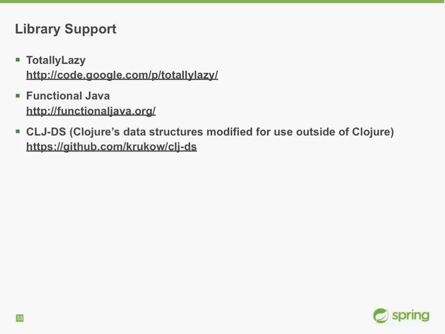Functional Java is an older library. It has a little bit steeper learning curve than Totally Lazy, but is also very robust in the way it handles functional programming and these immutable or persistent data structures. And then CLJDS is an interesting library, and it takes the Clojure persistent data structures and extracts them from the Clojure runtime such that they can actually be used from plain Java programs.